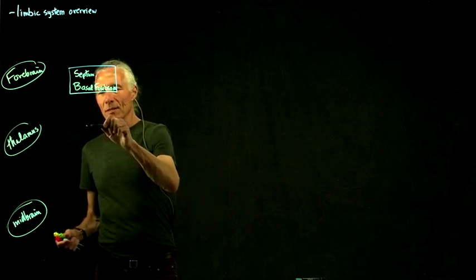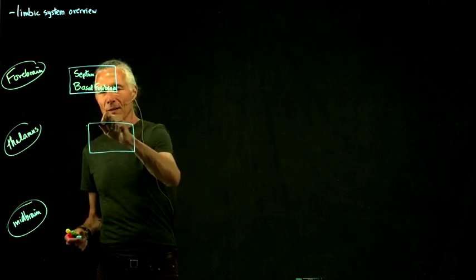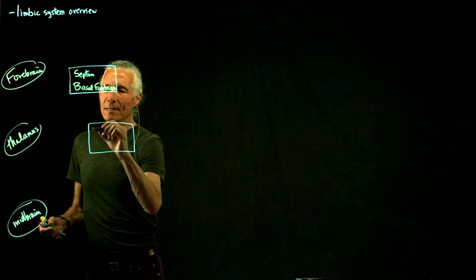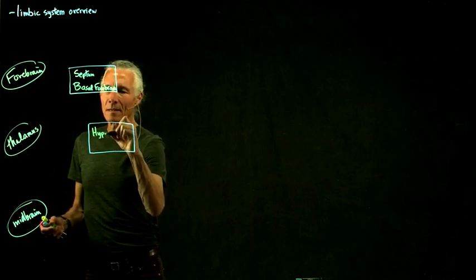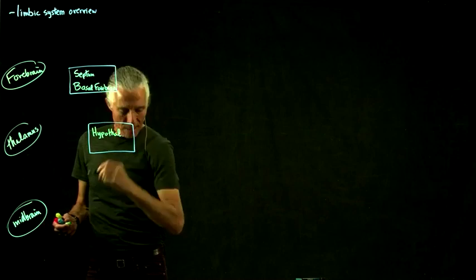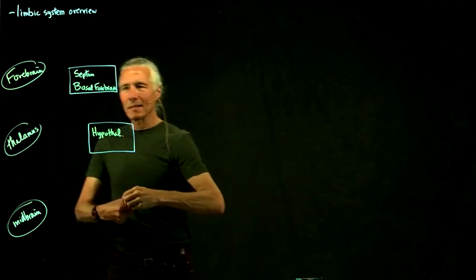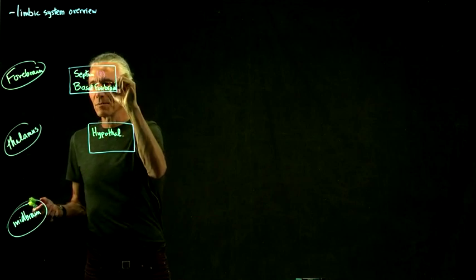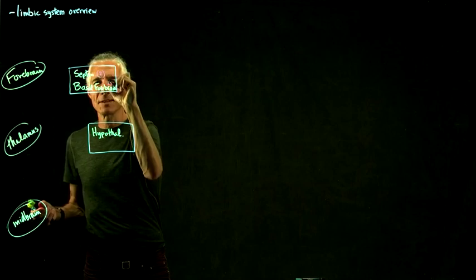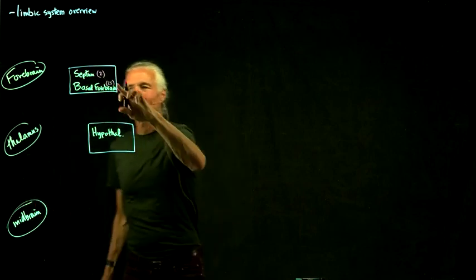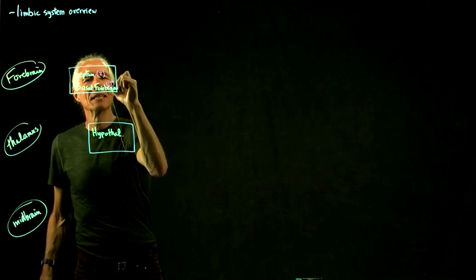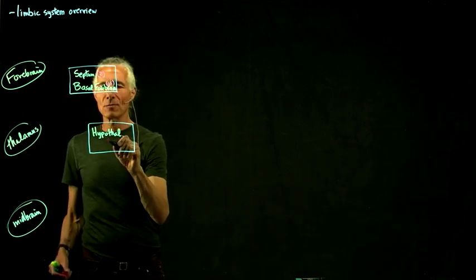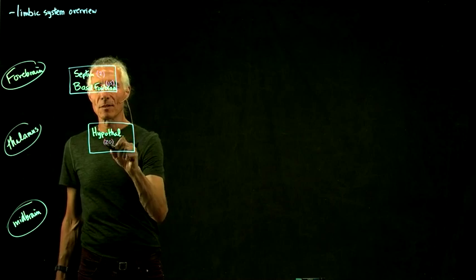And then there's another big chunk of structures that are sort of classic limbic system, and that's the hypothalamus. So there's only 2 structures in the septum. That's good. There's more here. We'll say 15. So the hypothalamus has a whole bunch of little structures in it as well. There's at least 20 little substructures in the hypothalamus.